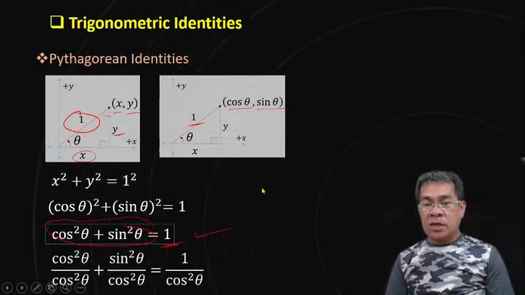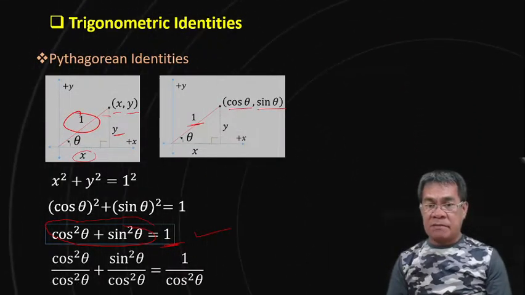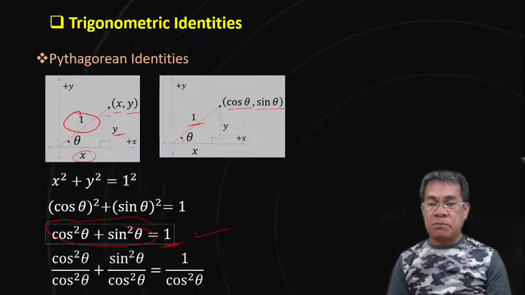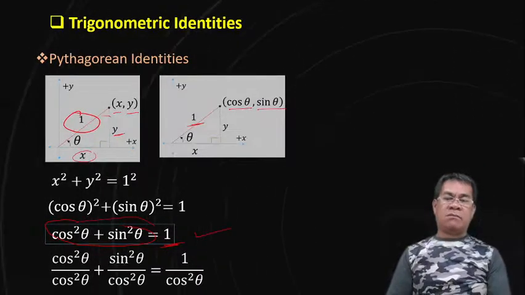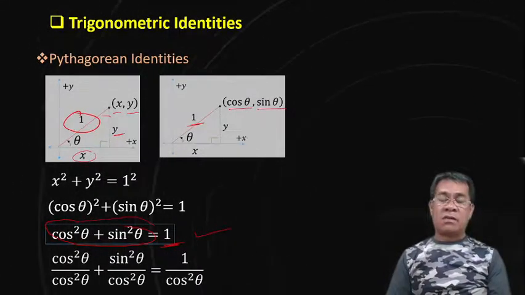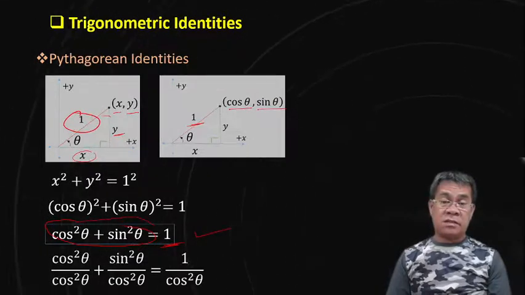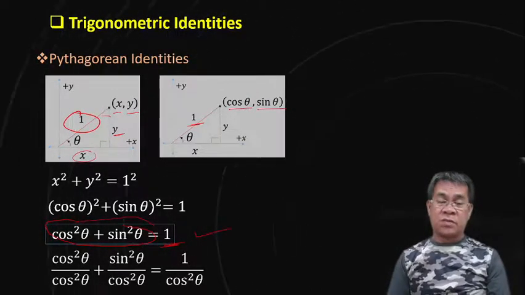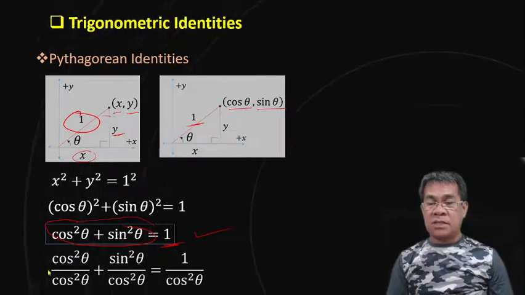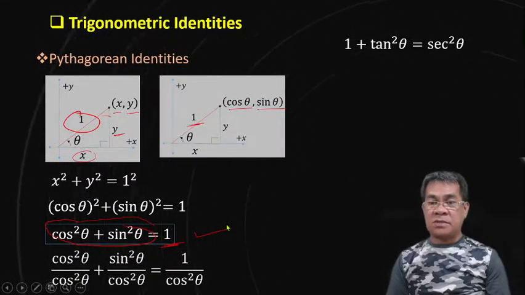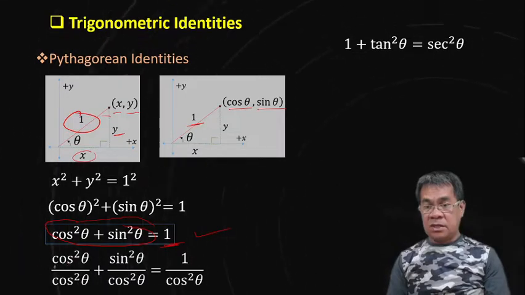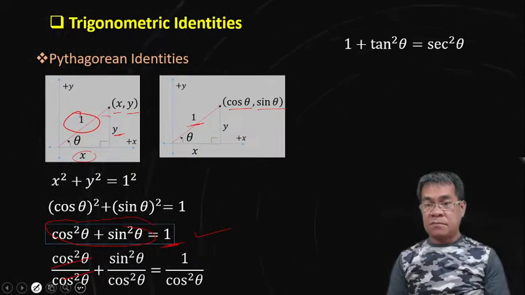Now, look at this one. From this first Pythagorean identity, if we divide both sides by cosine square of the angle theta, the left member divided by the cosine square of the angle theta, and also the other side divided by the cosine square, then this will be the result. Now in this case, notice that the cosine square theta can be cancelled out because they are the same. So this becomes 1.